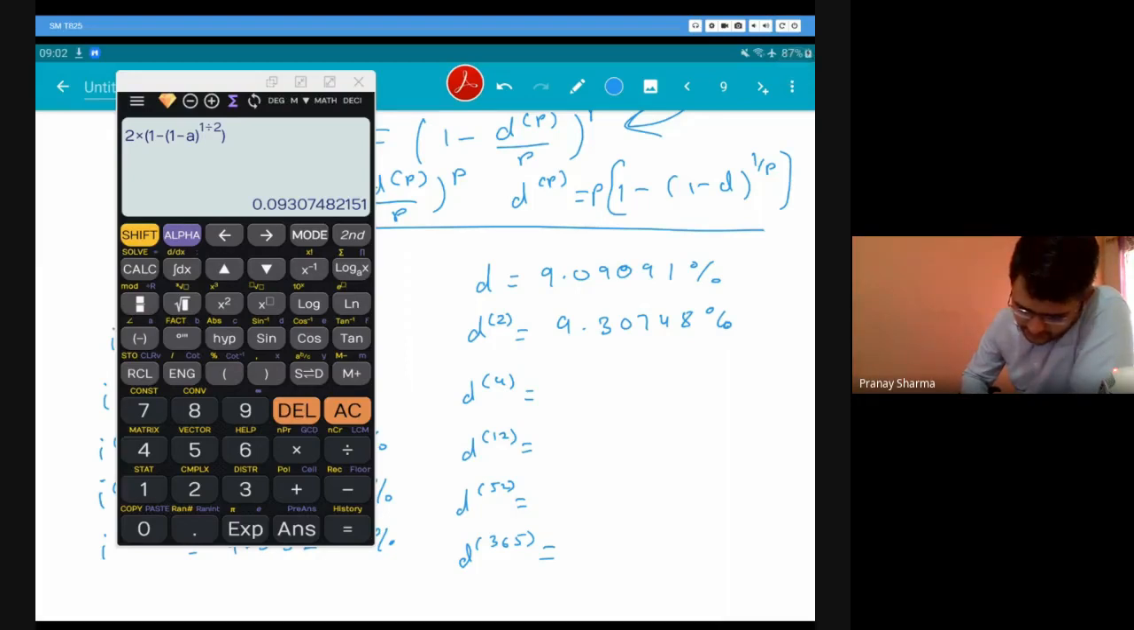Then same thing with 4. So we'll have 4 into 1 minus 1 minus. For D, we will be using A again. So alpha A. Whenever we need to use A, we'll press alpha and then we'll press that A button.